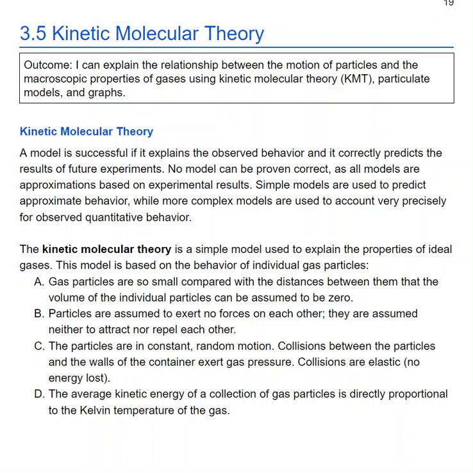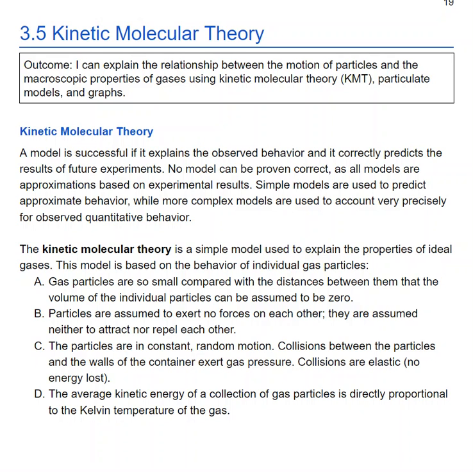graphs. So the kinetic molecular theory is a model to help us explain behavior. So models are successful if they explain what we observe and can predict the results of future experiments. So no model can ever be proven as correct. They're all just based on experimental results. So we use simple models to predict approximate behavior, where we'll need to use more complex models to account for very precisely observed quantitative behavior. So the KMT is a simple model used to explain the properties of gases.